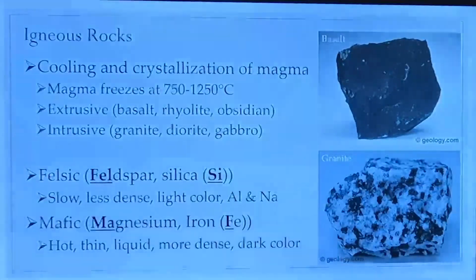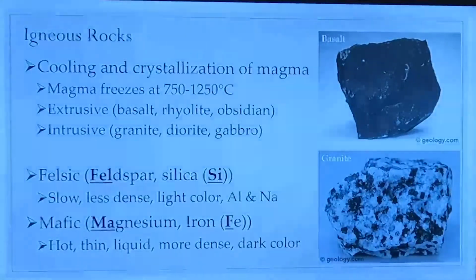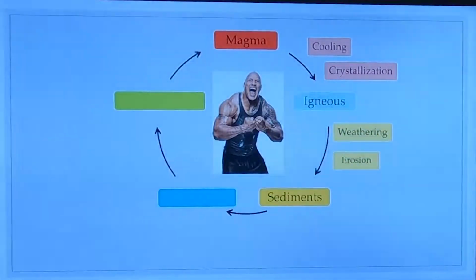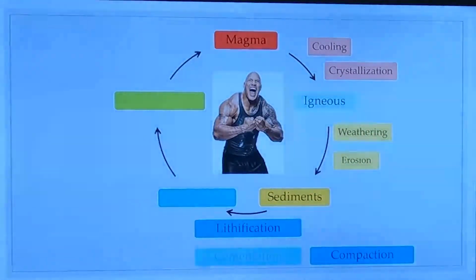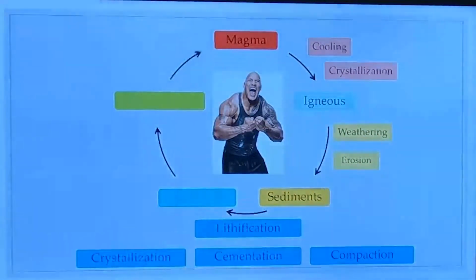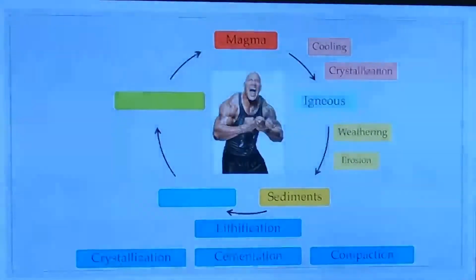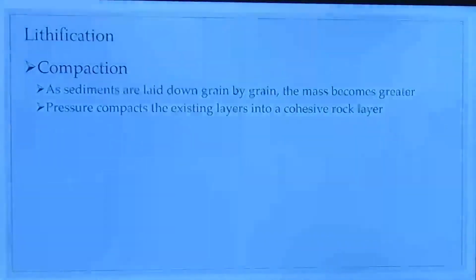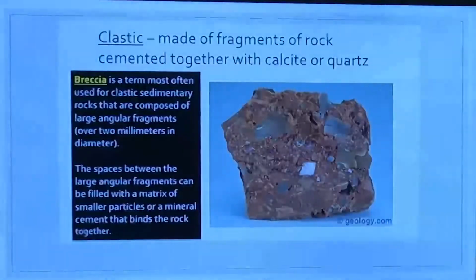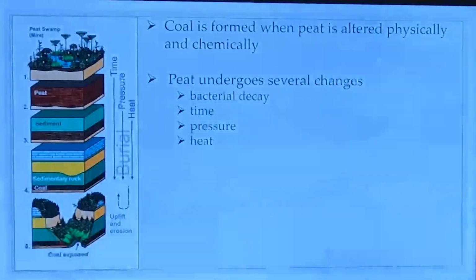Then we have sedimentary, the three processes of lithification. So compaction, remember those layers are going to settle on top of each other. They'll get compacted, they'll get cemented and crystallize and form this rock. We went through these, talked about coal, and that is going to be into metamorphic rocks. It'll undergo melting and go back into magma.